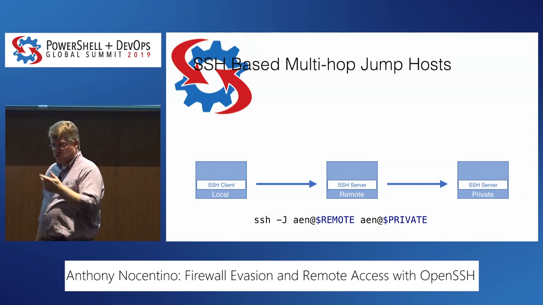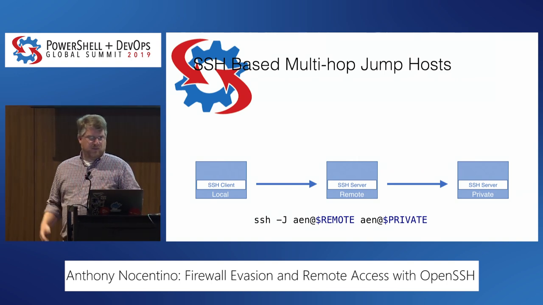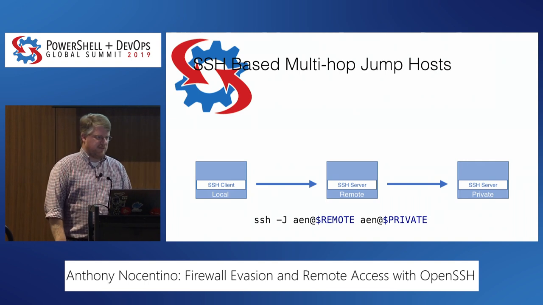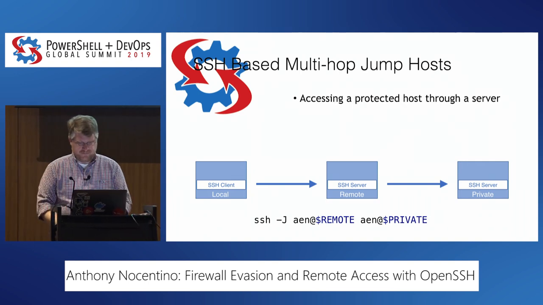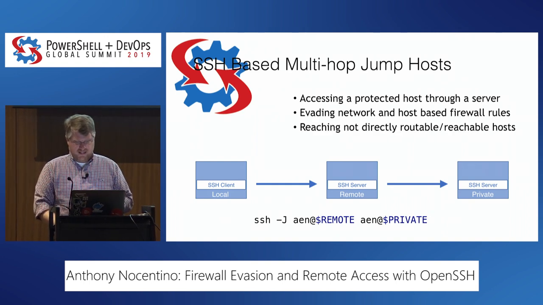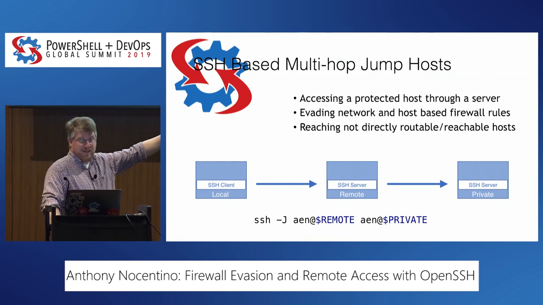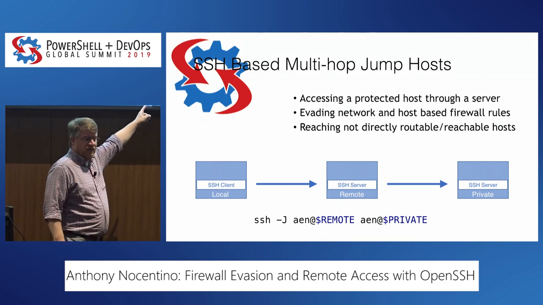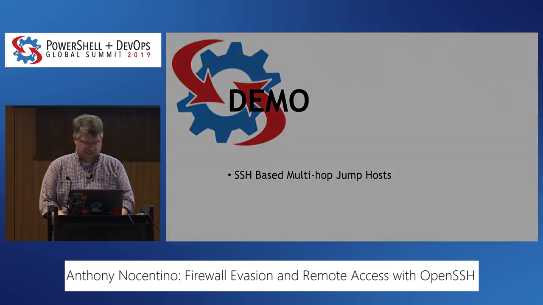And so usually we do this, right? We SSH to the one thing, and then we SSH to the other thing. And then there's kind of a disconnect between the local machine and the private machine. But in this case, nope, straight through. And so let's go ahead and do that together. Yeah, so accessing a protected host through a server, evading firewall rules, all the nasty stuff. And on the private side, it doesn't even have to be reachable or routable from the internet. It couldn't even have a default route. It just has to be able to touch this machine here, right? Be reachable from that system. And so let's go and do that together.